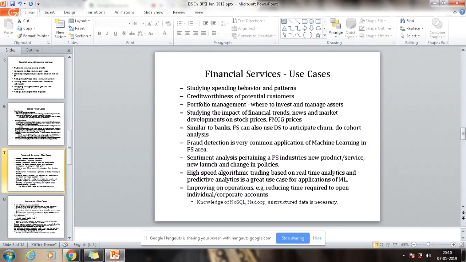Cohort analysis is also done by companies to see which product is actually doing more business. It's more like a Pareto analysis to find out what the actual attributes are, what the actual services are that a bank, insurance company, or financial service is offering, because of which customers like that product or may not like that product in both cases. Fraud detection again comes here. It's a very common application of machine learning in the financial services area.